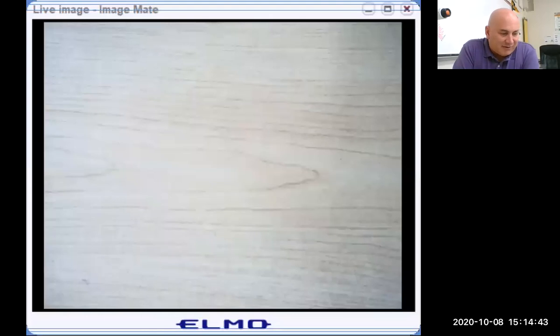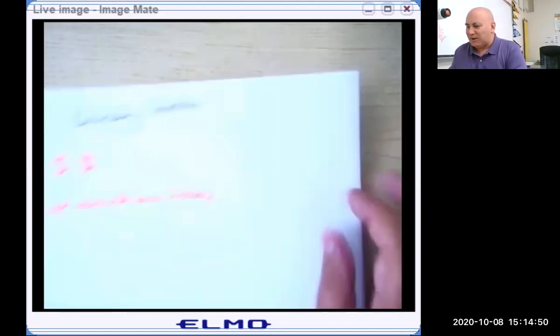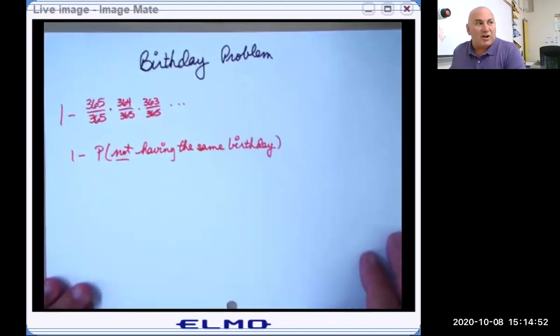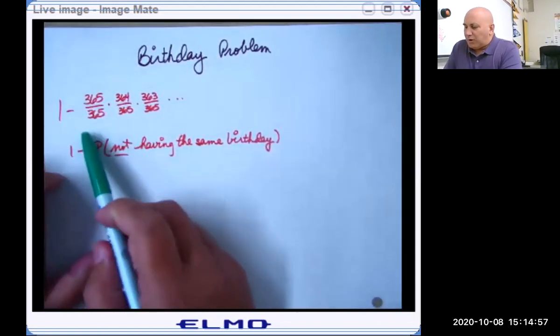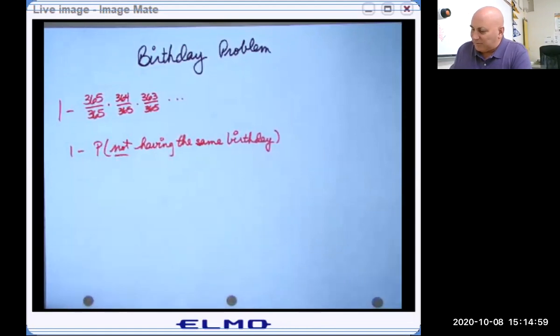if I can remember how to share my screen. It's difficult to figure out the probability of people having the same birthday, but it's really easy to figure out the probability of people not having the same birthday. So we're going to use the complement here. If you think of it, the probability that 2 people have the same birthday plus the probability that 2 people don't have the same birthday has got to be 1.